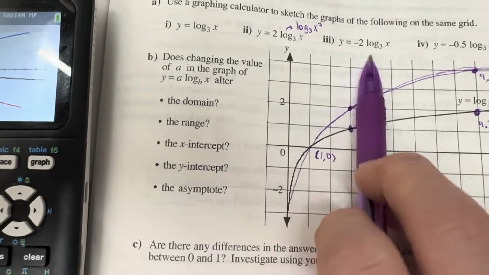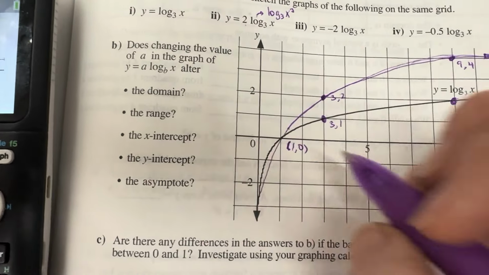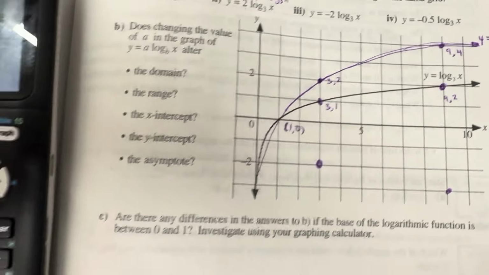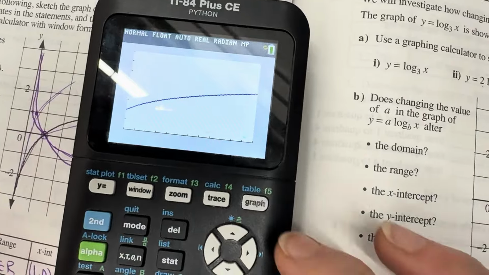So then this next one here, the negative is going to be the exact same as this graph, except it's going to be reflected. Okay, so then it'll be like this, and that's the, oopsies. Oh no, wake up. What did I just do?